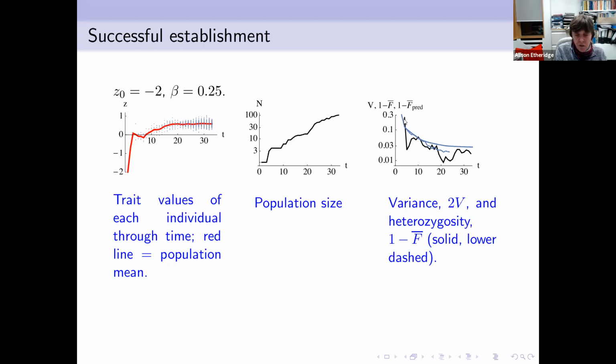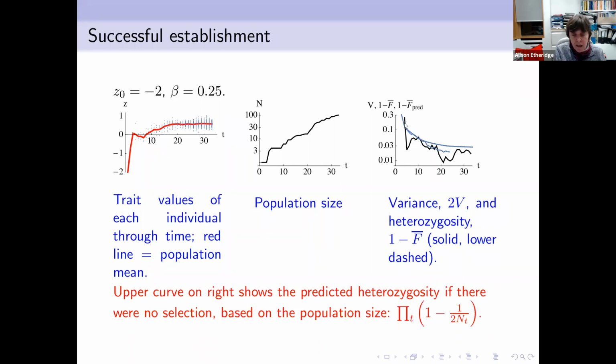And on the right-hand side, the solid black line is the actual variance across the population as time evolves in the trait value. The line that you can't really see that's hidden, that is a wiggledy blue line, is the actual heterozygosity. And the solid upper line is what you would predict. So I think I've written it down here. It's the predicted heterozygosity if there were no selection.